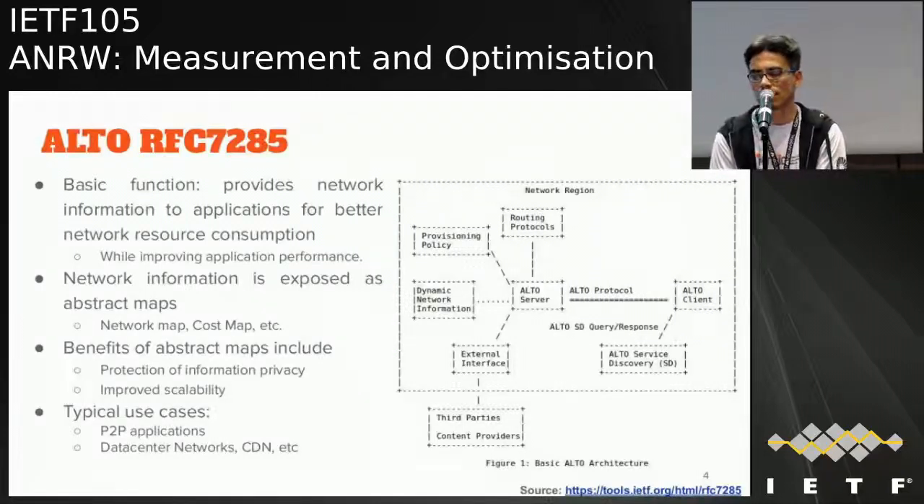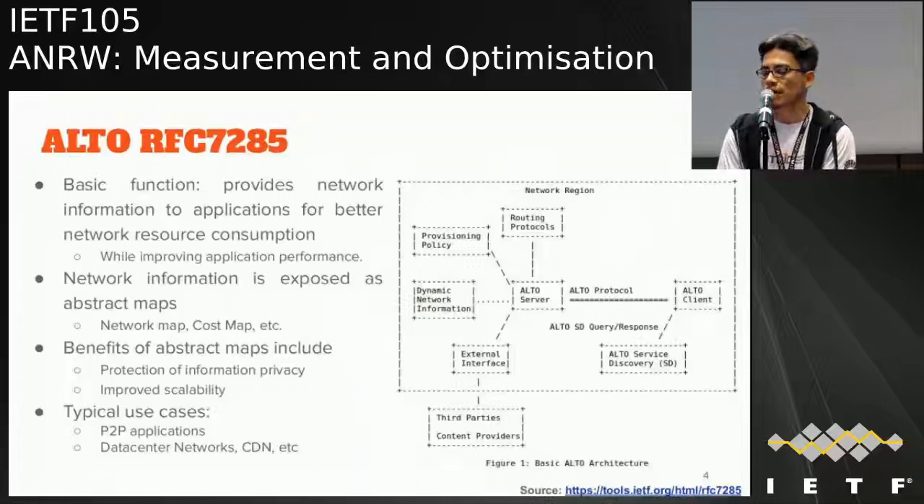The origins of the ALTO protocol are peer-to-peer applications, where a host is a peer trying to connect with other peers for file sharing or real-time communication. However, now ALTO is being considered for other multi-domain scenarios such as data center networks, content delivery networks, etc.